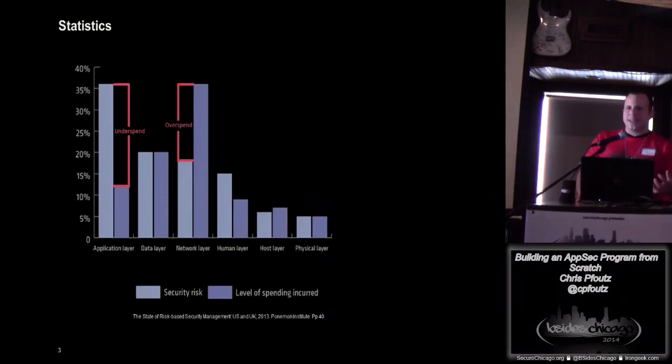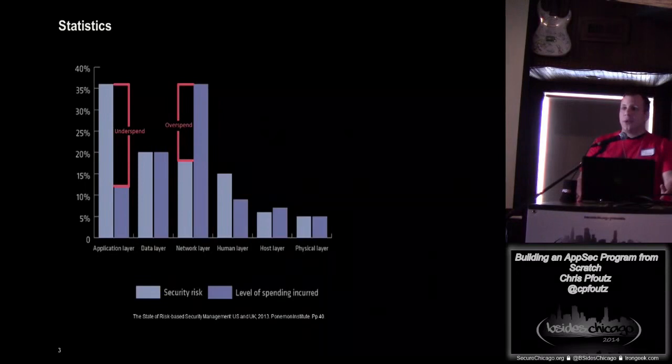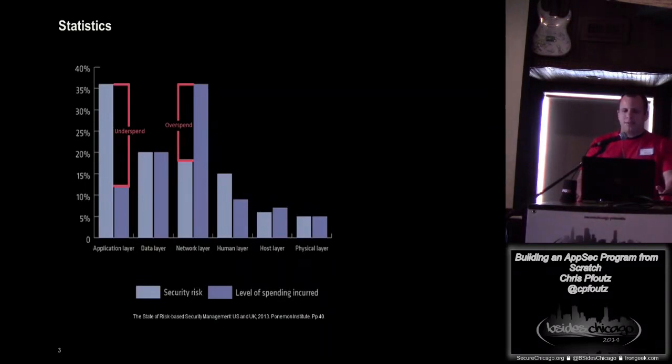To go into some statistics about the importance of application security and how it really isn't being given the attention it deserves, I found some statistics that were taken by the Ponemon Institute. When they surveyed a number of security professionals, the response was that the greatest risk to their organization was application security, overwhelmingly. Second to that was data security, then network security, and then going down into the human layer, the host, and physical security.